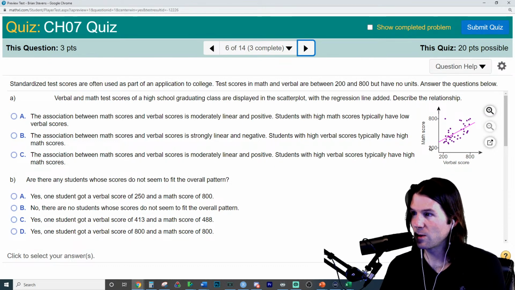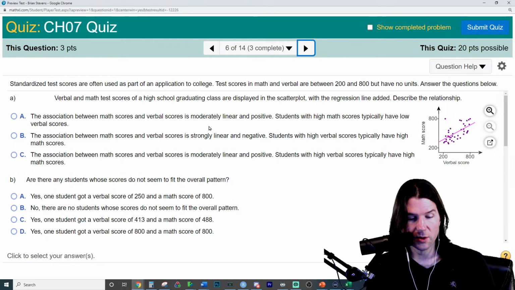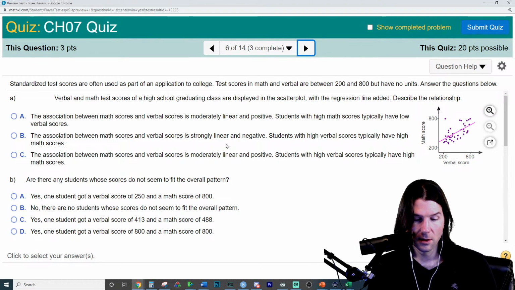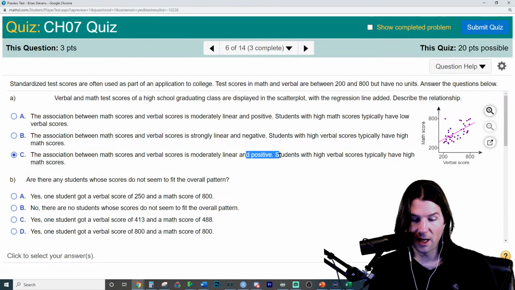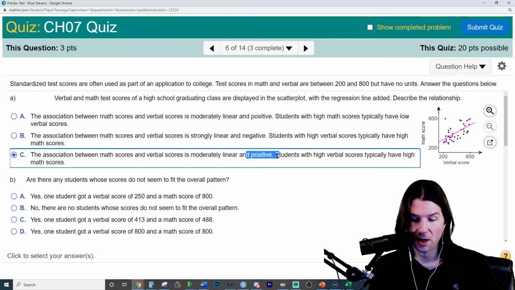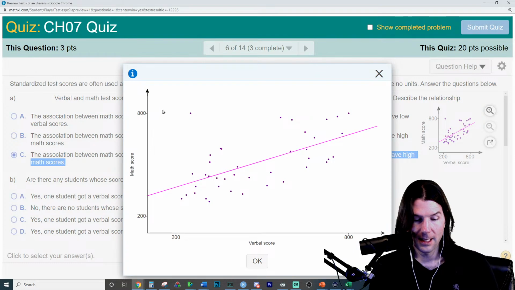Well, we are going to predict someone's math score from their verbal. If you look here, verbal is on the X, which is the explanatory, and math is on the Y. The association between math scores and verbal scores is linear. It's positive, so that eliminates down to these two answers. Students with higher math scores typically have higher verbal scores. So if you notice here, it is positive. That brings us to these two answers. Students with higher verbal scores typically have higher math scores. Typically. Ooh, there's an outlier right there. That's probably me.